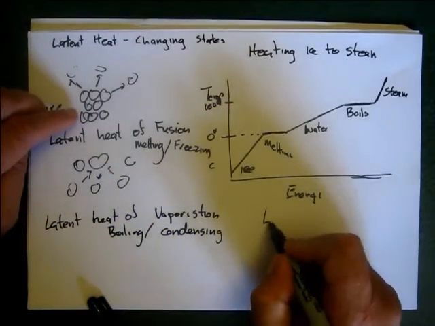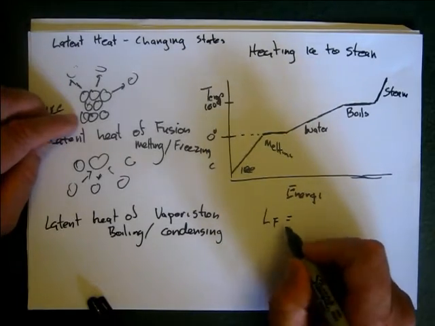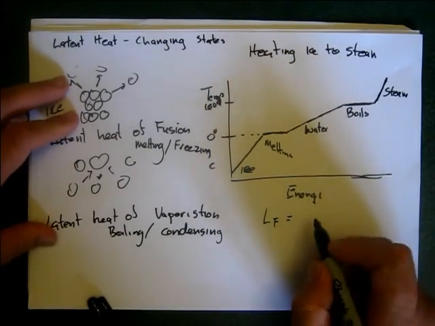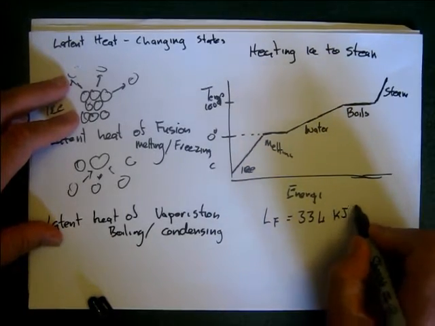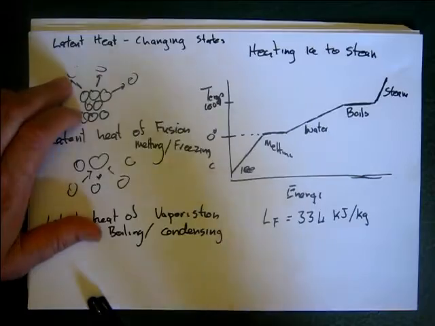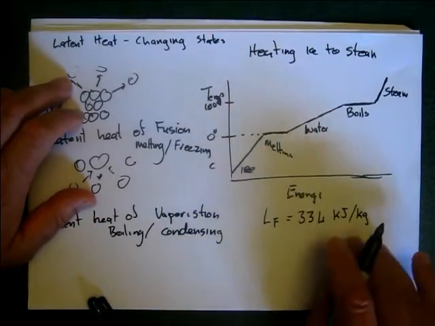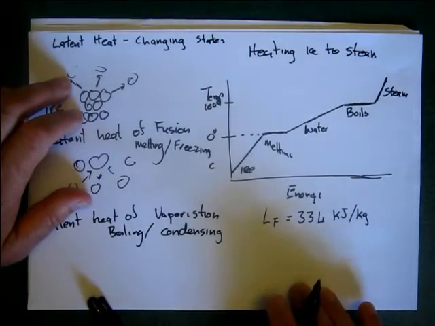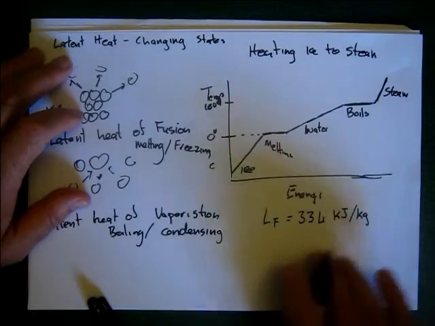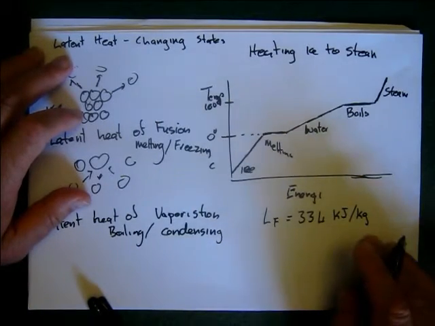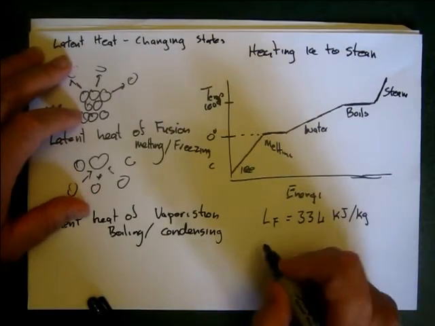So the latent heat of fusion for water is 334 kilojoules per kilogram. To melt a kilogram of ice totally, you have to put 334 kilojoules of energy in it, which is a lot. Or, if you're freezing it, you have to remove that much energy for it to freeze.